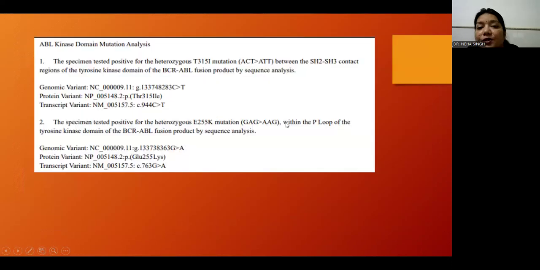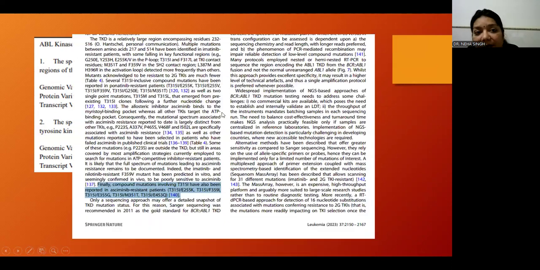We have also come across cases where there are compound mutations, when a person is positive for two mutations, such as T315I and E255K. So how are you going to interpret such a scenario? Compound mutations involving T315I have been reported in asciminib resistant patients. So it means that if you have a combination of these two mutations, these patients are not even going to respond to asciminib. So for them, you have to plan BMT. The strategy has to be completely changed.